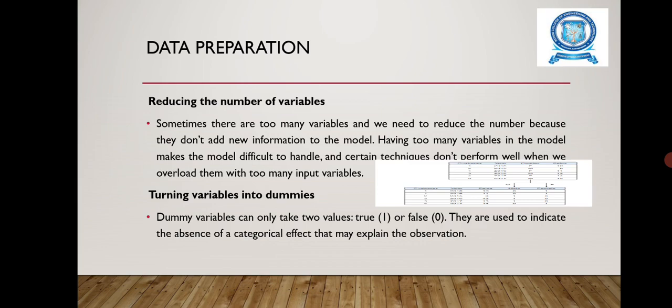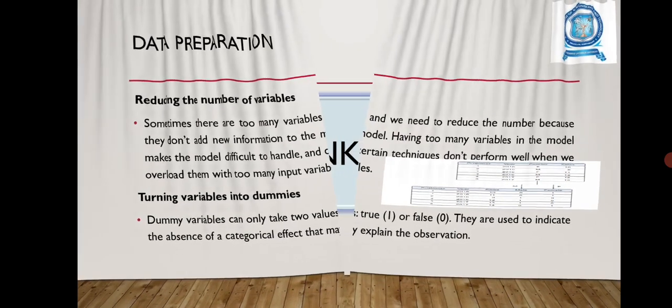Turning variables into dummies. These dummy variables can only take two values, that is true or false. True means 1 and false means 0. So they are used to indicate the presence or absence of a categorical effect that may explain the observation.